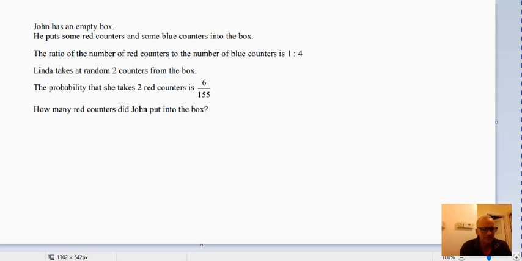Okay, so we're going to see what happens. Let's have a look and see what the question is. So we've got John. He put some counters into a box. He's got some red counters, blue counters. Tells us about... wait a minute.